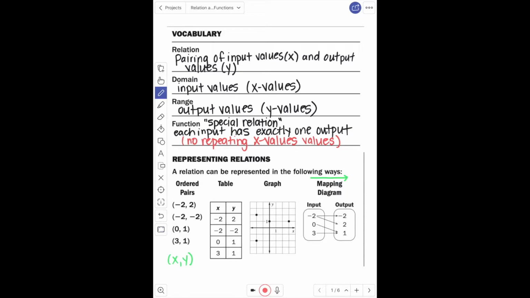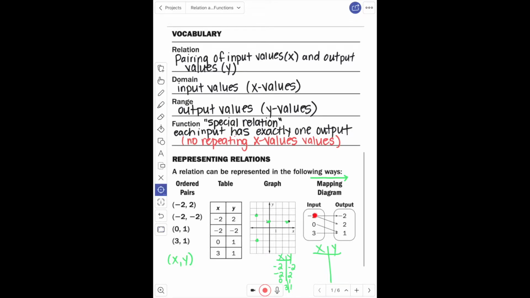Now, I always like to turn everything into a table myself. So with an ordered pair, it's kind of already in a table format. But let's say I have a graph. So if I have a graph, then I'm going to identify my points. So I have (-2, -2). Then I have (-2, 2). Then I have (0, 1). And (3, 1). All right, or with a map.